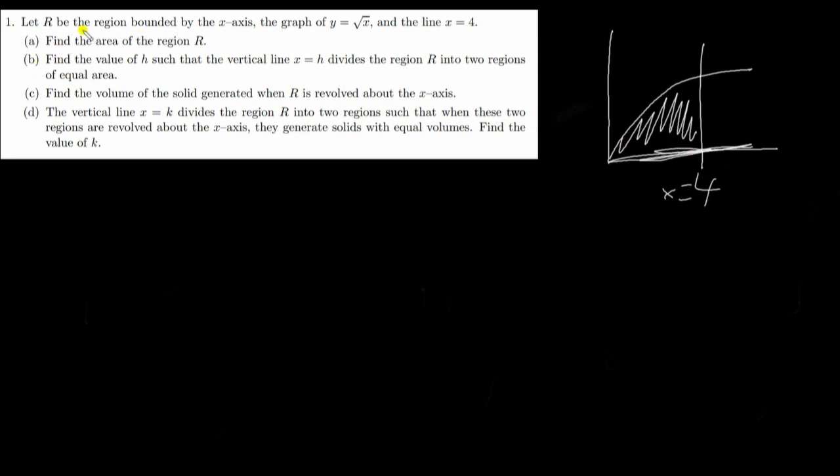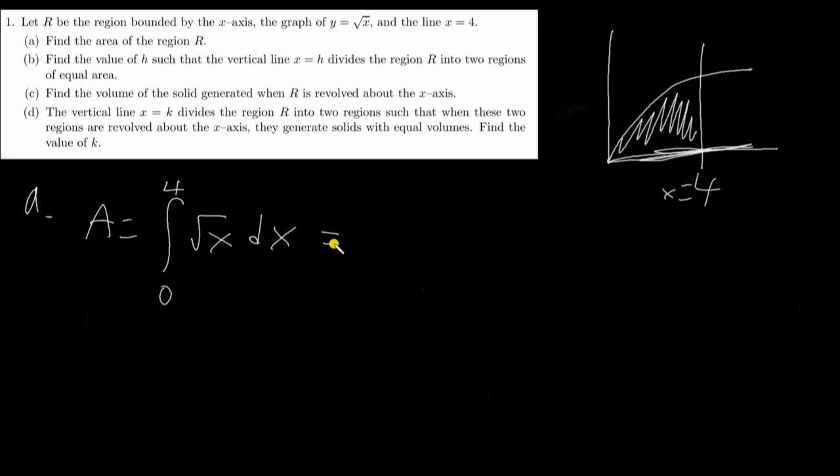So in part A, we're asked to find the area of the region R. The area is going to be the integral from here to here, and since we're dealing with x, it's going to be going from 0 to 4. So it's the integral from 0 to 4 of the square root of x dx, and this is your first point for setting this up.